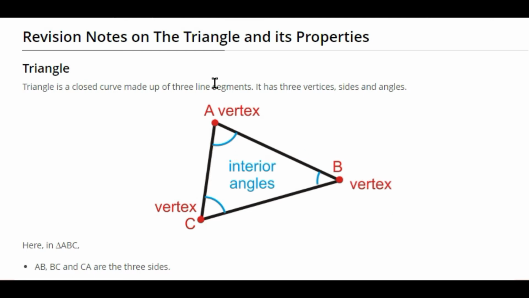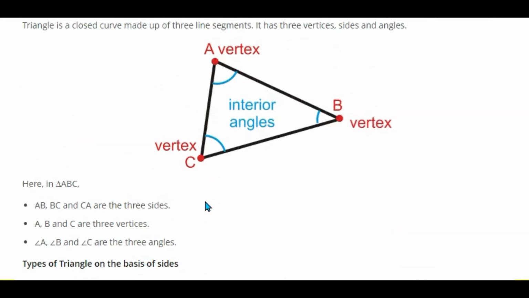So these three are vertices, and here we have three angles. This is angle A, this is angle B, and this one is angle C. So here you can see that AB, BC and CA are the three sides. These three are sides, and A, B, C are vertices. And angle A, angle B and angle C are the three angles.